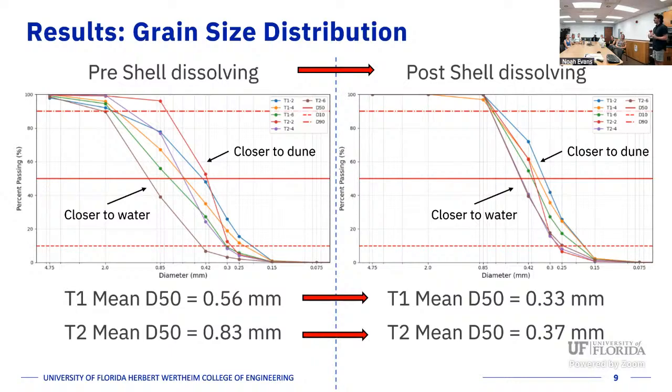This tells us that the shell hash is actually making up a larger portion of the grain size, which, going back to where we talk about soil and solids versus voids, means that this impacts how these soils are packed and how they're composed.